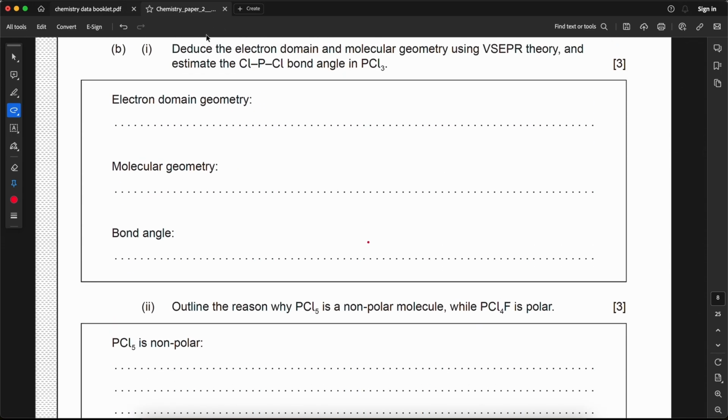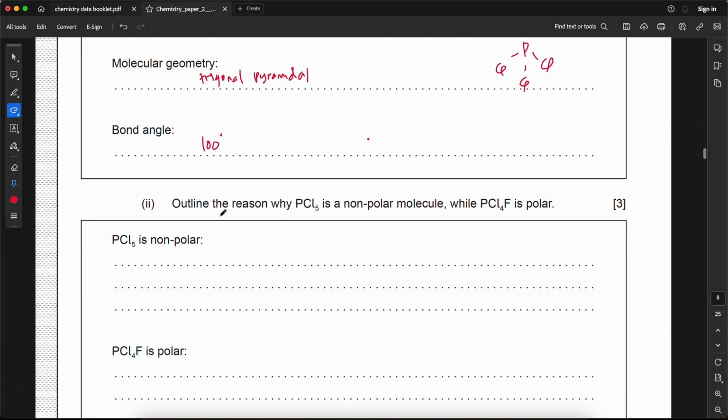Deduce the electron domain and molecular geometry using VSEPR theory and estimate the Cl-P-Cl bond angle in PCl3. So PCl3, if we draw the Lewis structure, it has 4 domains, okay, because 3 bonds and then 1 lone pair. So the electron domain geometry would be tetrahedral and molecular geometry will be trigonal pyramidal, and the bond angle will be 100 degrees.